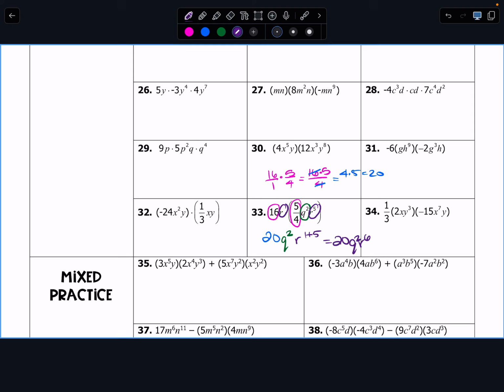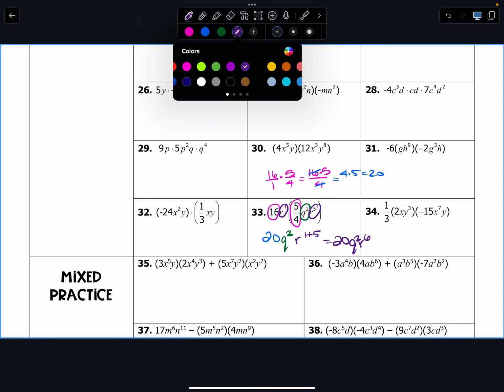Now let's be clear. There's a big difference between us combining an R to the first and an R to the fifth when I am multiplying versus when I'm adding and subtracting. I cannot do it when I'm adding and subtracting. I can only do it in multiplication or division. Okay. All right, questions that you guys have before I do another one?